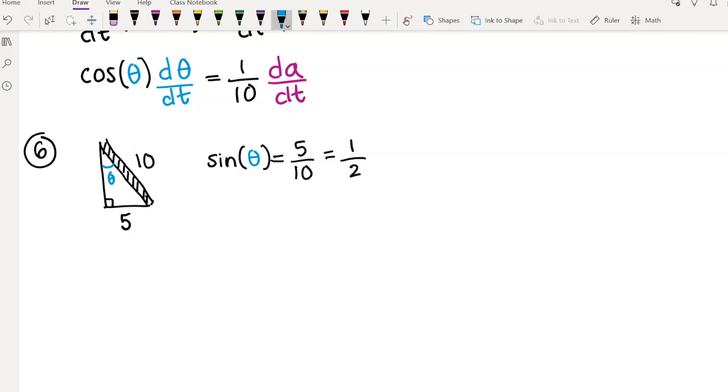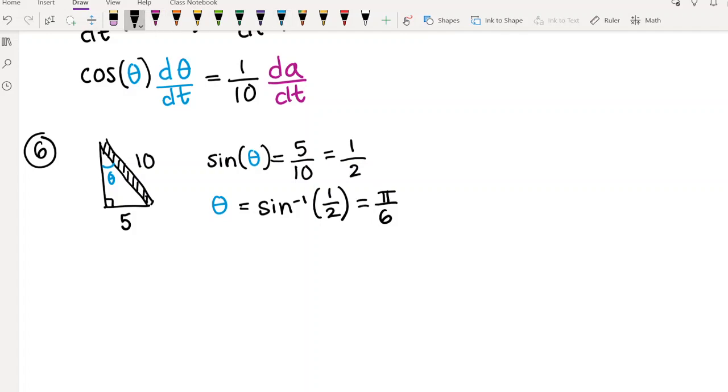And so we can find theta by taking inverse sine of 1/2. So inverse sine of 1/2, which you can do looking at the unit circle, is going to be pi over 6. So now when we go to plug everything into our equation, we can plug in pi over 6 for theta.